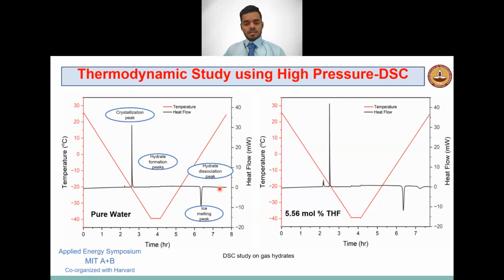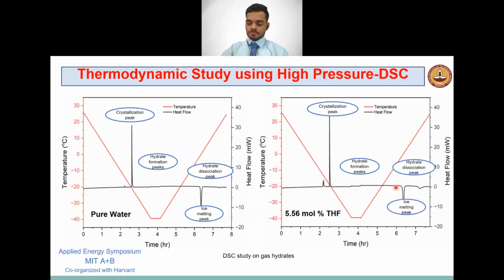A similar curve is observed for the thermodynamic hydrate promoter, which is THF, in which we get a higher, more intense peak, and this is because THF is taking part in the process, and it is also very spread out. So it is evident that THF is taking part in the process.